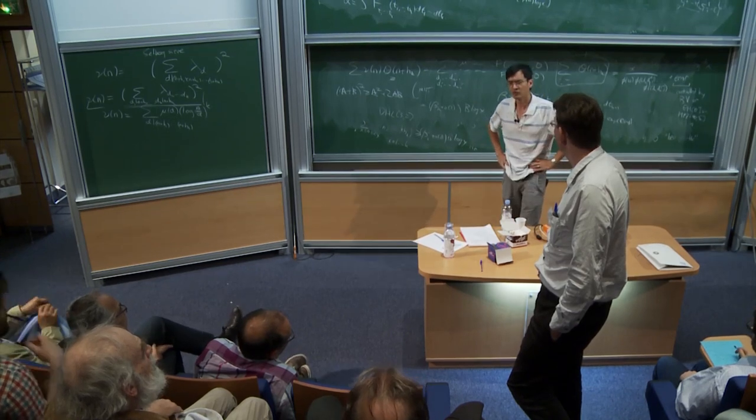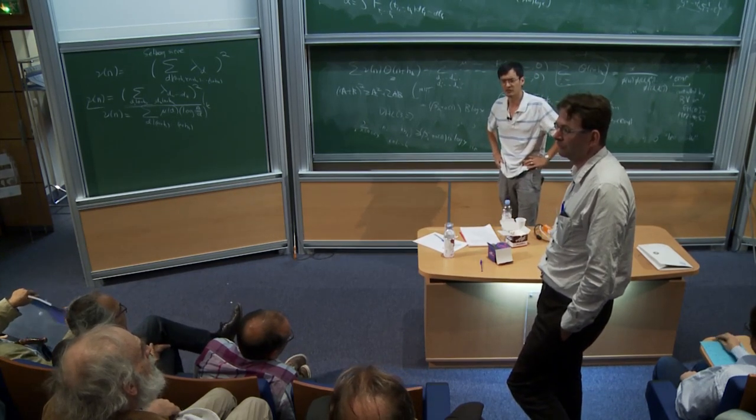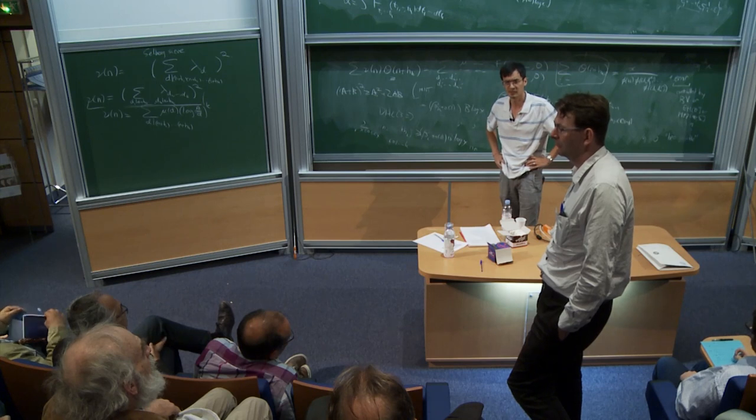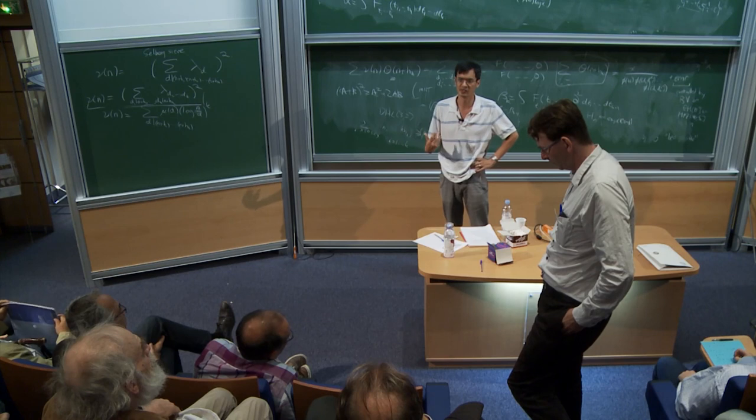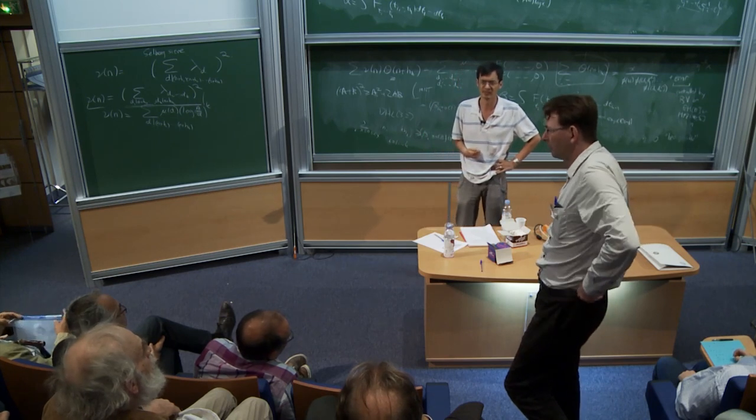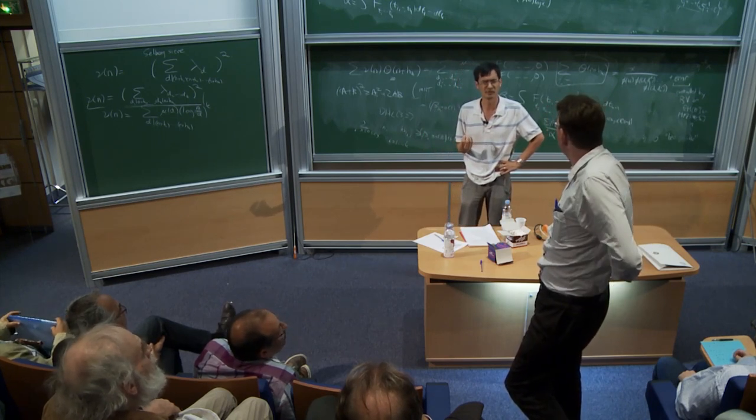Not over the integers, I don't know of any examples. Over function fields, I think there are some examples like this. There are some polynomials which can't be prime, even though there's no obvious obstruction to them being prime. I think Conrad and some other people have some examples.